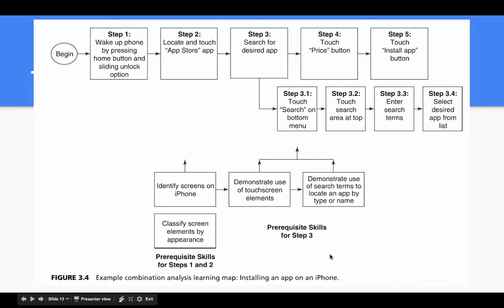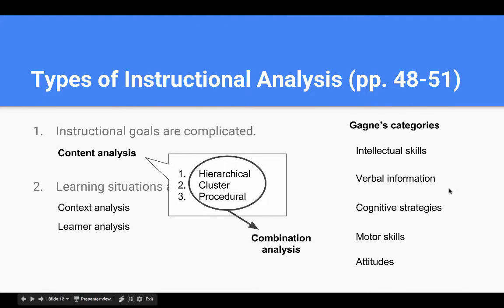the textbook shows an example of installing an app on an iPhone, which includes both the hierarchical analysis and the procedural analysis. So here, this is the hierarchical analysis, which identifies the prerequisite skills, and this flowchart shows the procedural analysis.